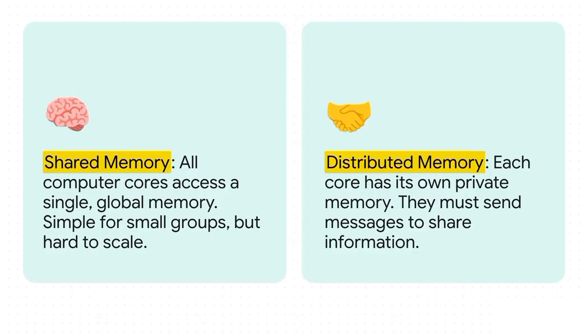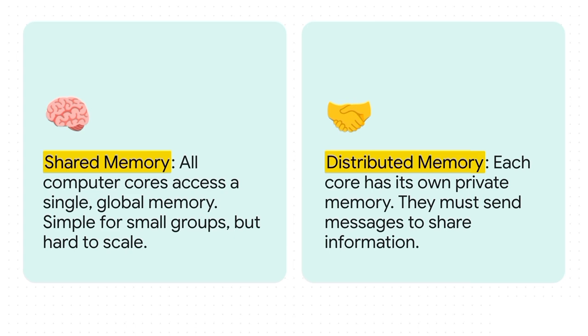And there are basically two main ways to build these parallel machines. The first is shared memory. You can think of this like one giant whiteboard that everyone in a room can write on. It works great for a small team, it's pretty simple. But imagine thousands of people all trying to use that one whiteboard at once. Total chaos. The other way, distributed memory, gives every single computer its own private little whiteboard.